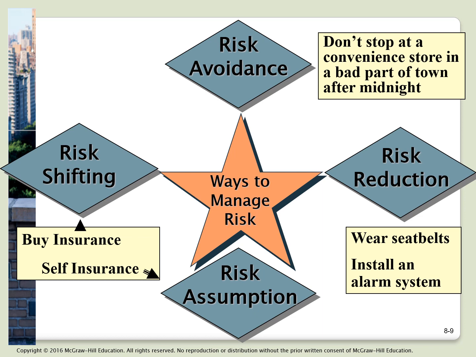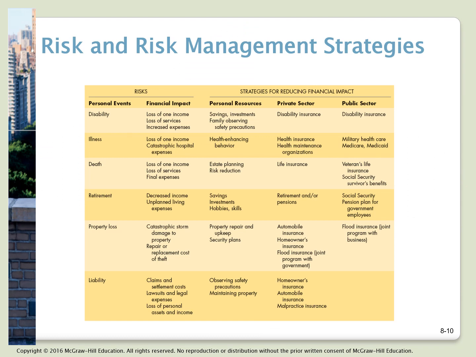So, different things to avoid risk, and different things as far as risk assumption is concerned. Risk reduction: wearing a seatbelt, installing alarm systems, etc. Risk shifting: buy insurance. And risk assumption: self-insurance. A lot of companies, rather than buying insurance, are self-insured, meaning that they take on the role of the insurer. They take on the risk. They assume the risk. Risk and risk management strategies.